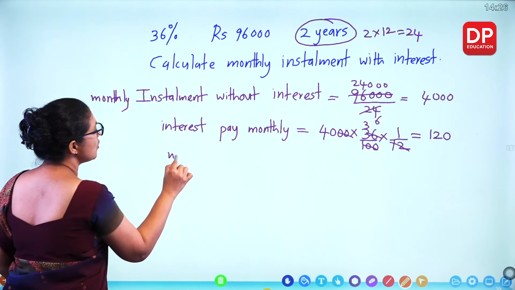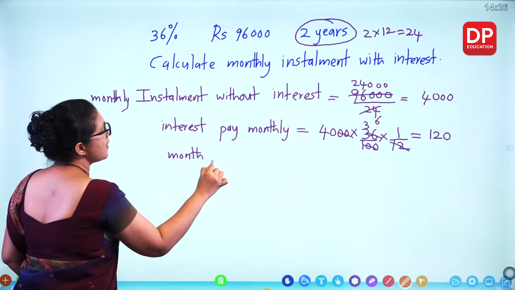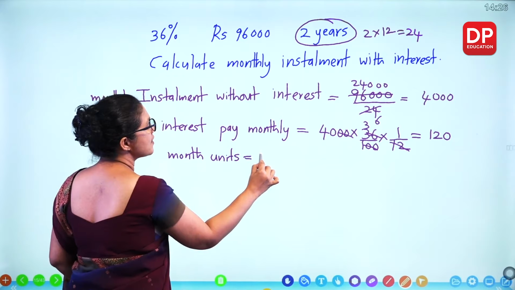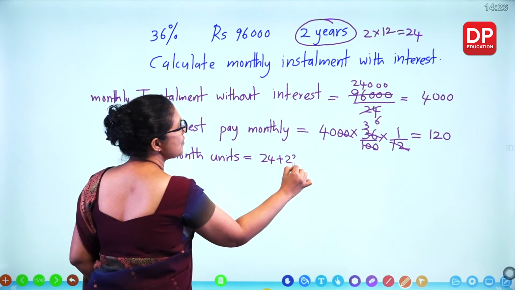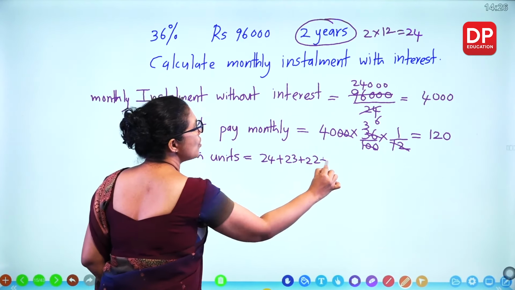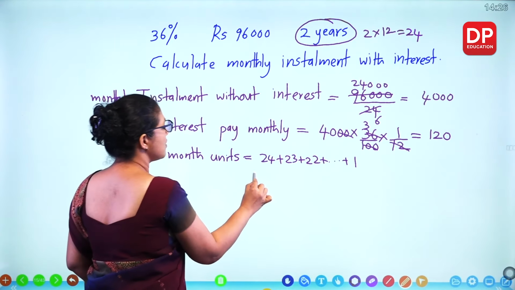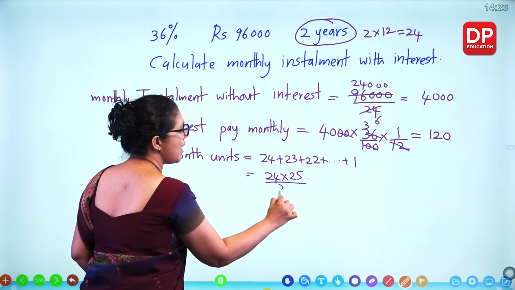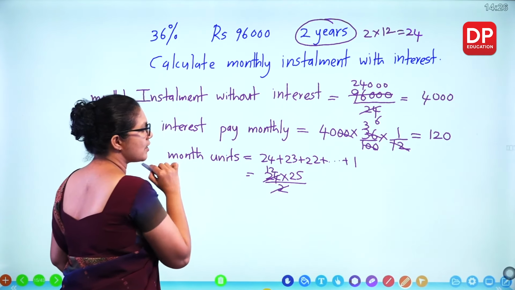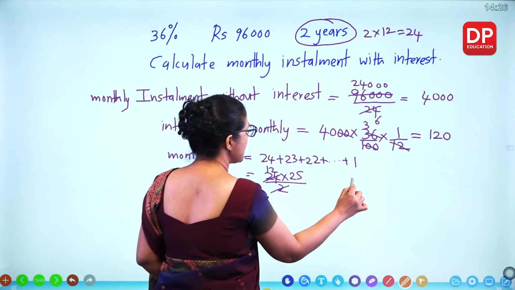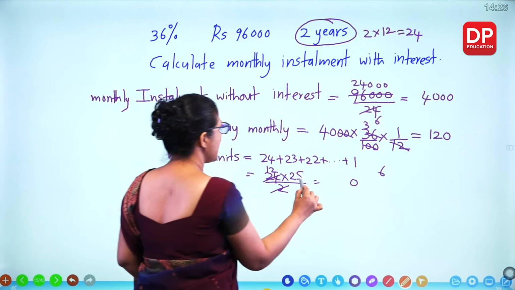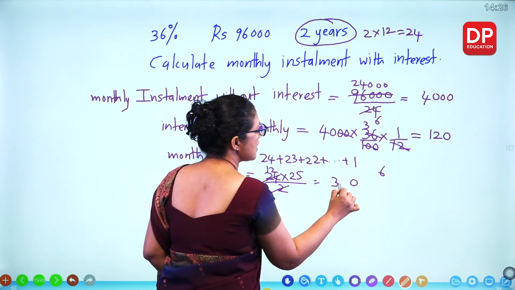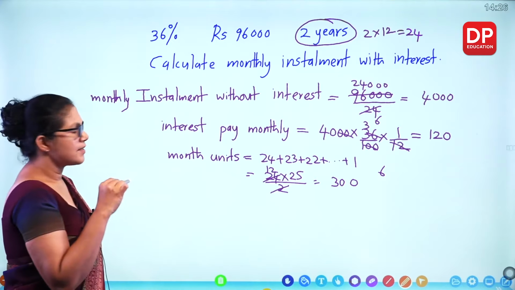Now how many month units are there? Month units, 24 months. 24 plus 23 plus 22 up to 1. So this is same as 24 times 25 divided by 2. Divide by 2, you get 12. 12 times 5, 60. 6 remaining. 12 times 2, 24. 24 plus 6, 30. So 300 month units are there.